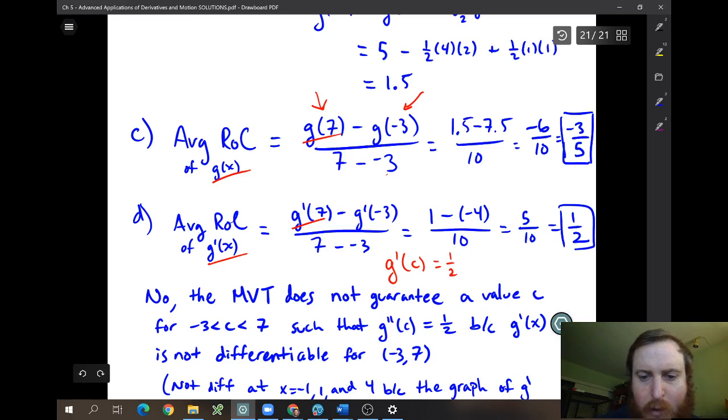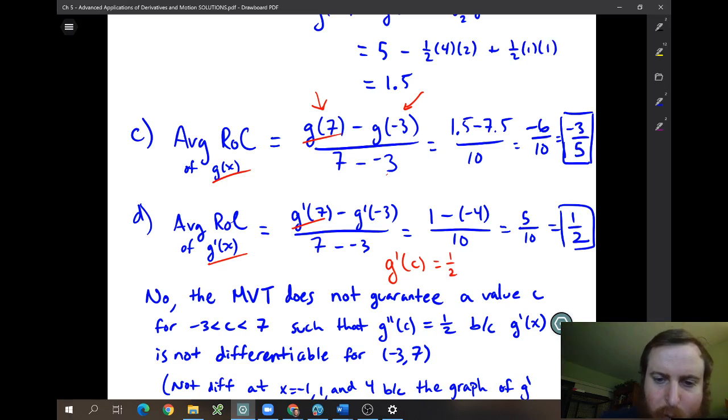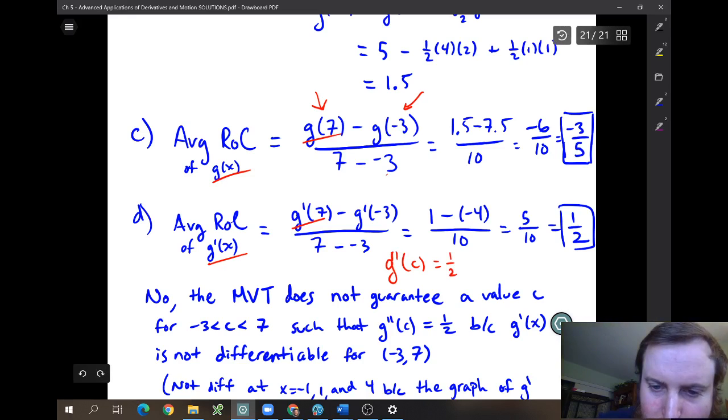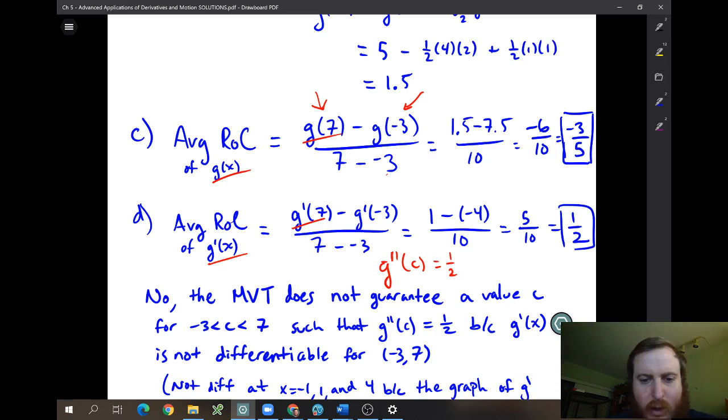So what they're asking is, is there guaranteed to be a value c where g double prime of c equals 1/2? Now, what are our conditions for the mean value theorem? The conditions for MVT are that our graph needs to be continuous and differentiable.